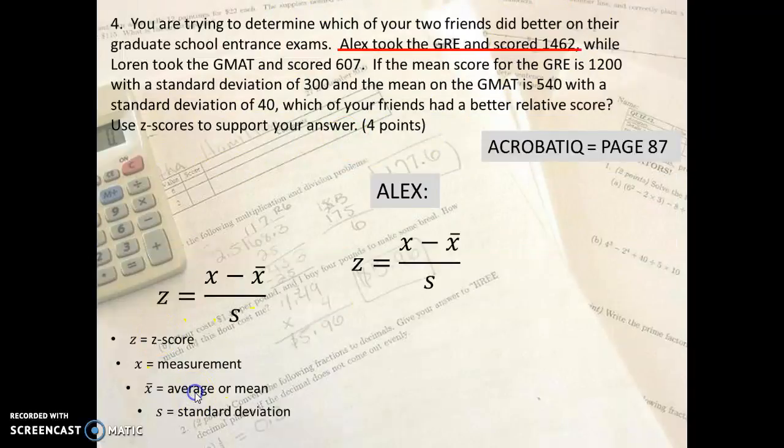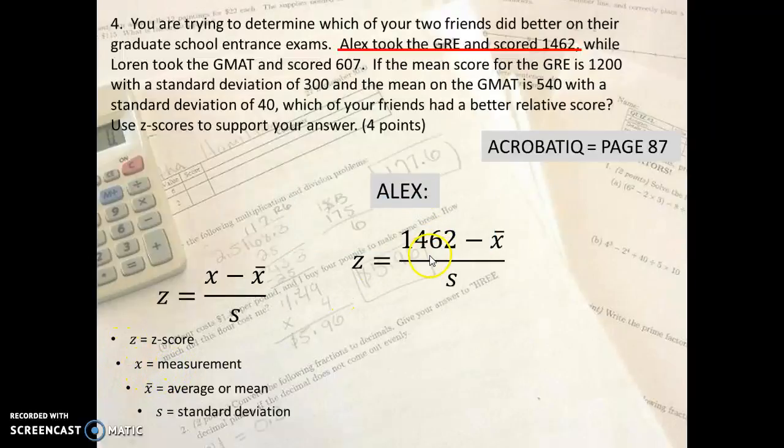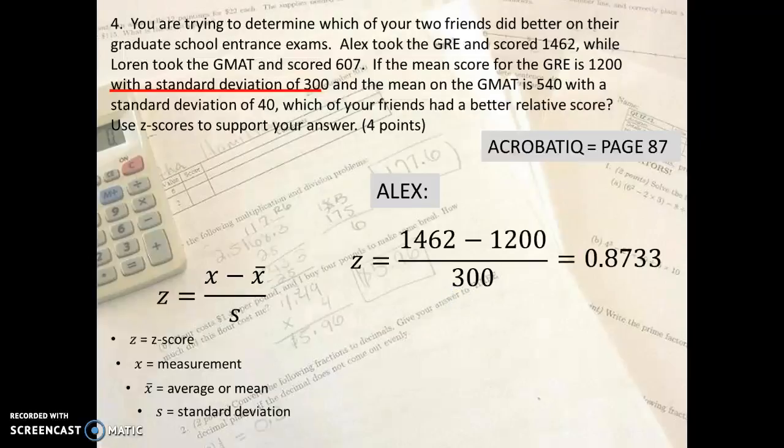All right, so if we're talking about Alex, I see he scored 1462. Well, that's his measurement, so I put it in for X. 1462 is his measurement for the test. Oh, sorry about that. And I put it in the formula. Let's keep going. We're talking about Alex. Okay, Alex took the GRE. So for the GRE, the mean is 1200. Mean is the X bar. Put it in right here. Okay, we're talking about GRE, standard deviation for GRE is 300, so I put it in here. You see what I'm doing? I'm just mining through the problem, getting the numbers, putting them in the formula, and my calculator does the rest. So his relative score, his z-score, is 0.87.